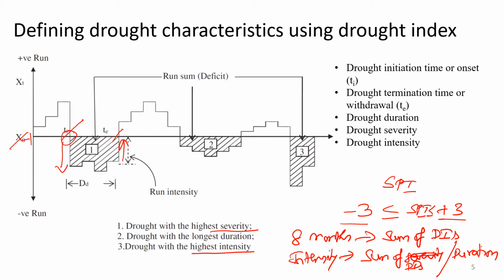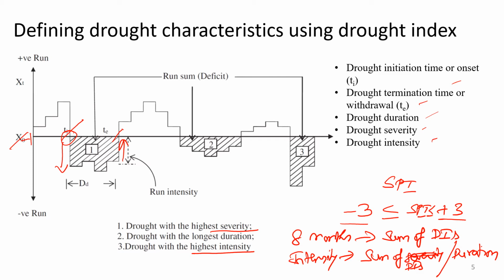So as I said before, there are multiple definitions of this term severity. Some may define it the way that I have said just now, that is adding up everything up to the duration of drought. Some may take the maximum worst case scenario and say this drought is very severe. Or some may even use intensity and severity in an interchangeable manner. Okay, so we have seen drought onset time, drought withdrawal time, drought duration, drought severity, and drought intensity.